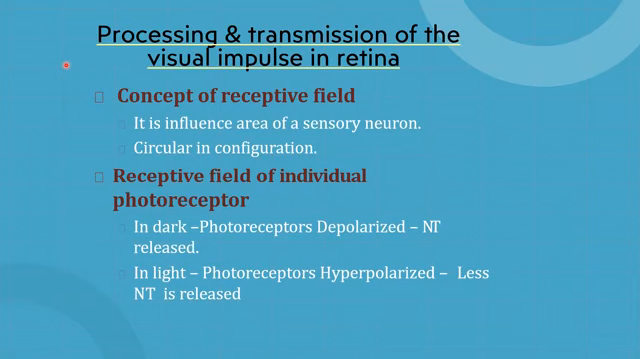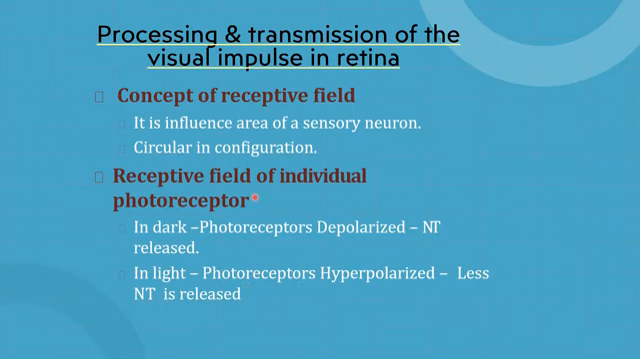So after learning the process or mechanism of phototransduction, we will see the processing and transmission of impulse in the retina. For this you have to know the receptive field, that is an influence area of a sensory neuron which is circular in configuration. For individual photoreceptors, in darkness the photoreceptors get depolarized and the neurotransmitter glutamate is released, and in light photoreceptors get hyperpolarized and less neurotransmitter or no neurotransmitter is released. So this is the mechanism of phototransduction.